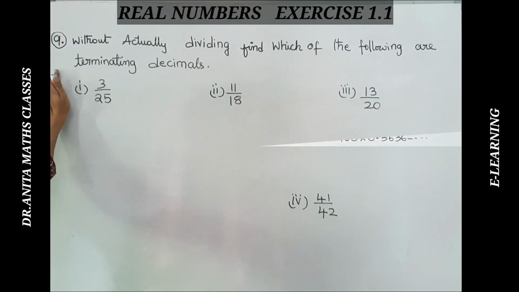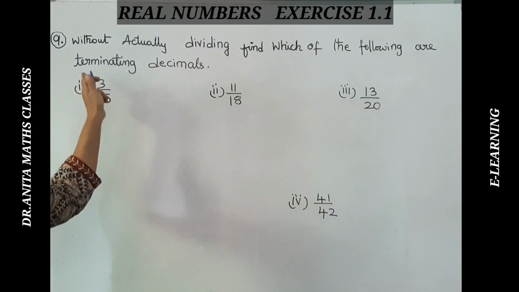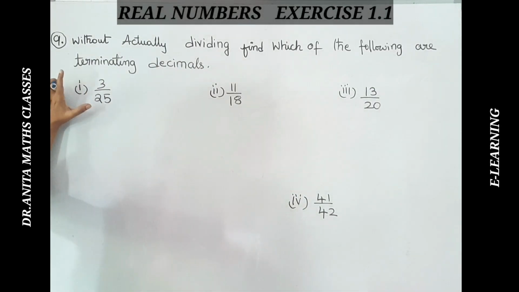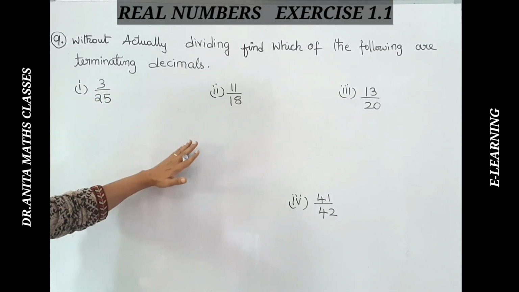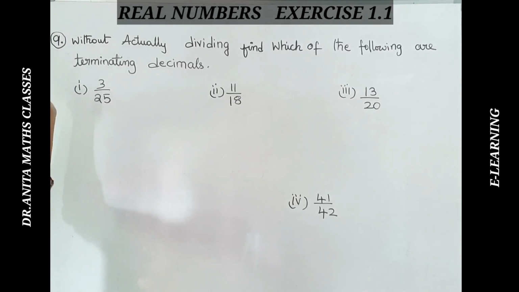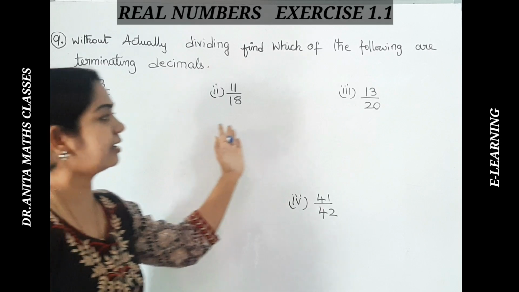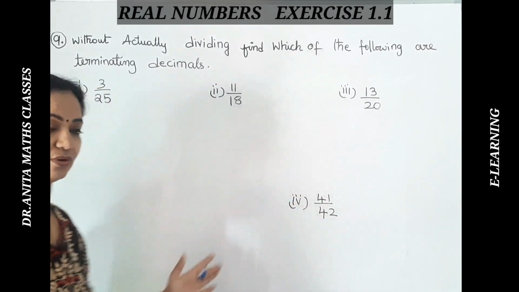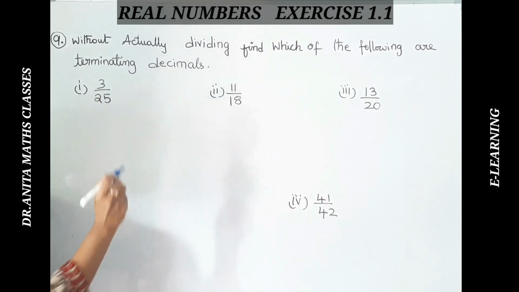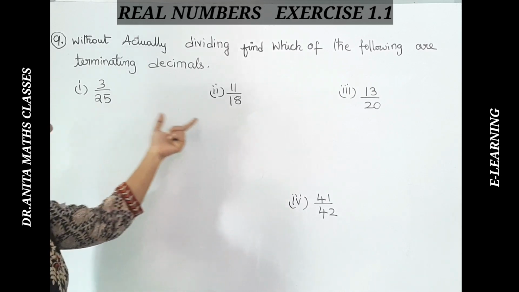Last problem of this exercise: without actually dividing, find which of the following are terminating decimals. So there are 4 parts here. We should not bring them into decimal form as we have done in the 8th problem, 7th problem and all that. Without actually doing the divisions, we have to say which of these are terminating decimals. Yes or no, we have to say. There is a theorem that you will be learning in your 10th class in detail, but here in brief I'll tell you.